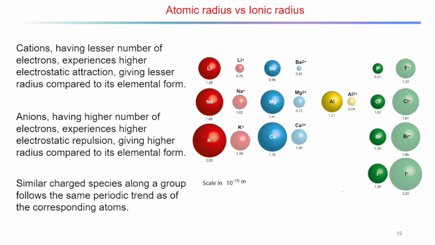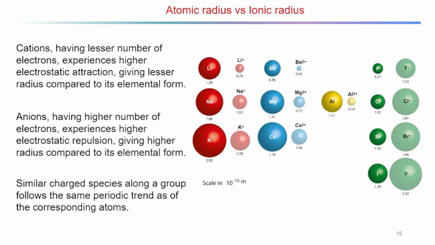Now we will discuss some concepts regarding atomic radius and ionic radius. Cations, having a lesser number of electrons, experience higher electrostatic attraction, giving a lesser radius compared to their elemental form.